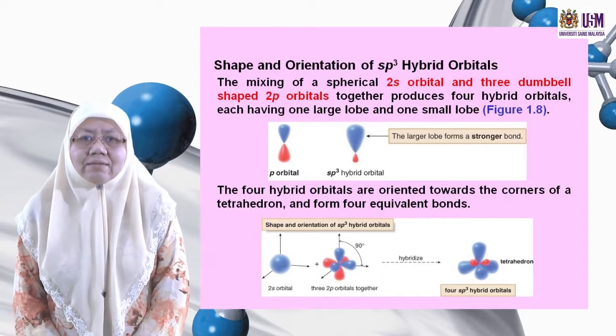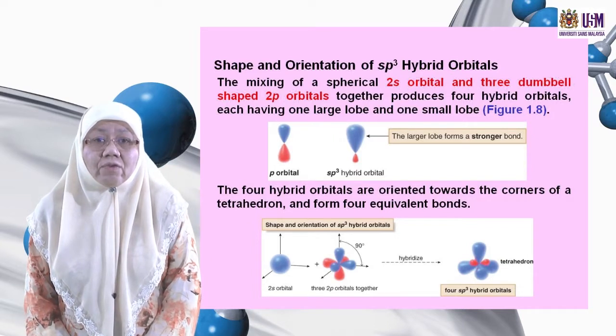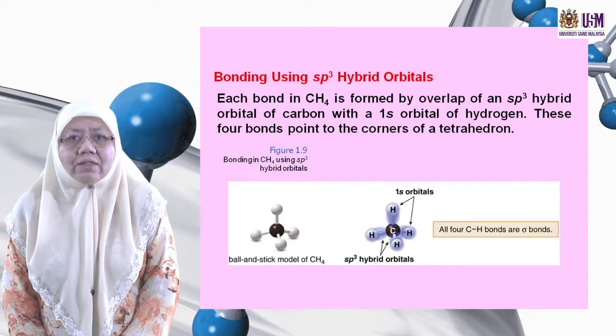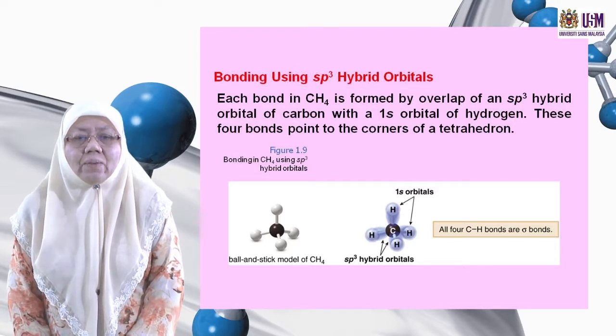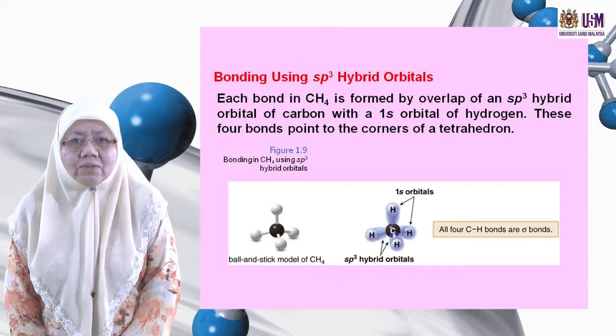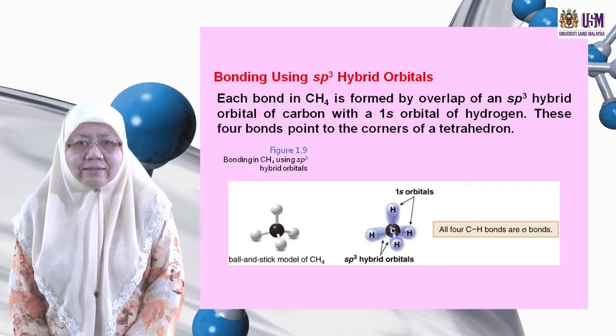The 4 hybrid orbitals are oriented towards the corners of a tetrahedron, and they form 4 equivalent bonds as in the diagram given. So in each methane molecule, each bond is formed by an overlap of an sp3 hybrid orbital from the carbon with a 1s orbital from the hydrogen atom. These 4 bonds point towards the corners of a tetrahedron, and the diagram for this is shown here.